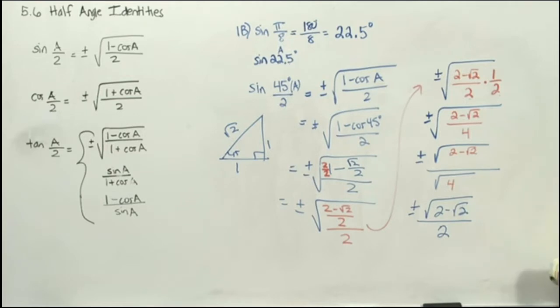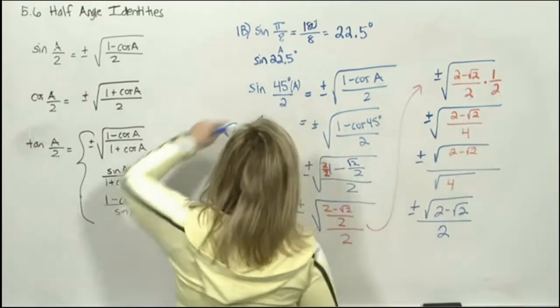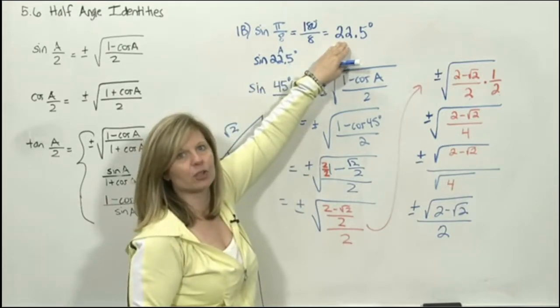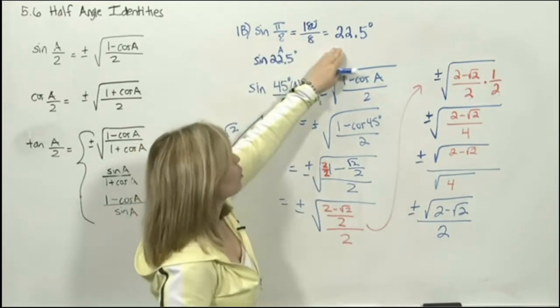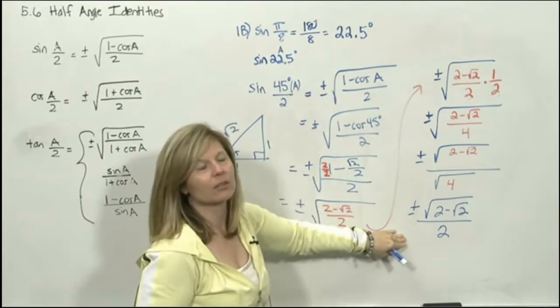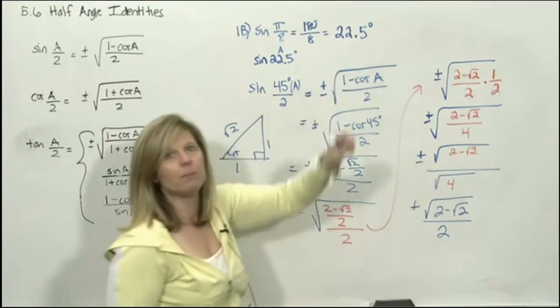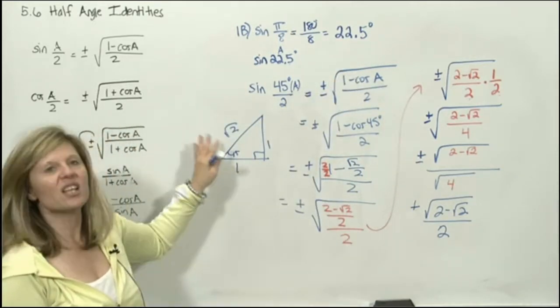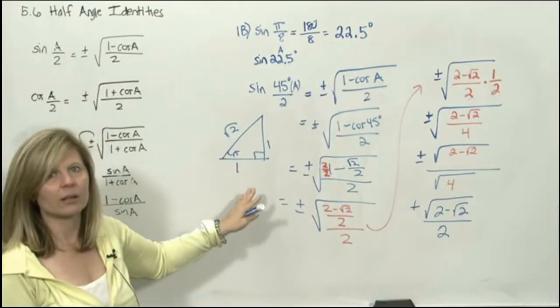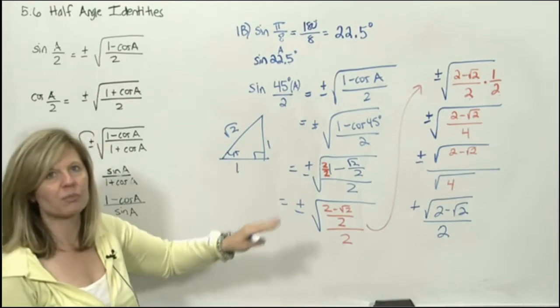You've got to decide, is the answer positive or negative? Well, you've got to think what your angle measurement was. You started with 22.5 degrees. Would the sine of 22.5 degrees be positive or negative? Well, 22.5 degrees is in quadrant 1, so that answer would be positive. So this is not hard, it's just a lot of arithmetic. You got to go slow and watch your arithmetic.